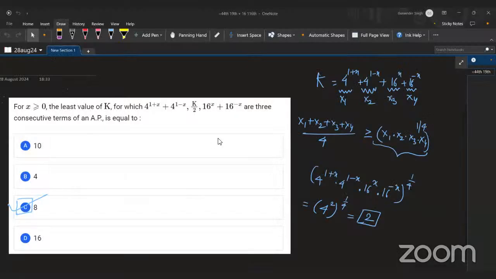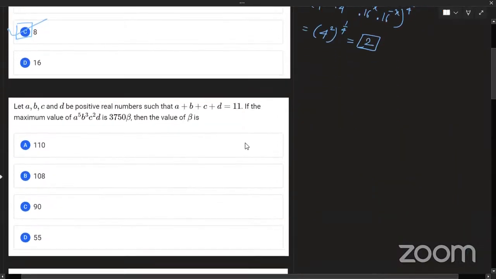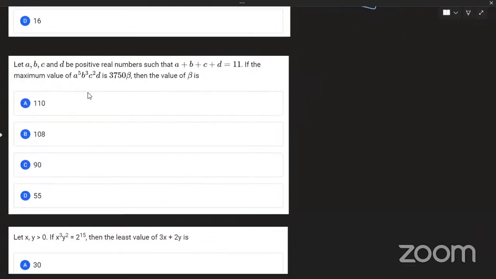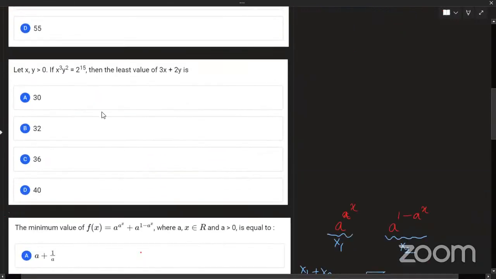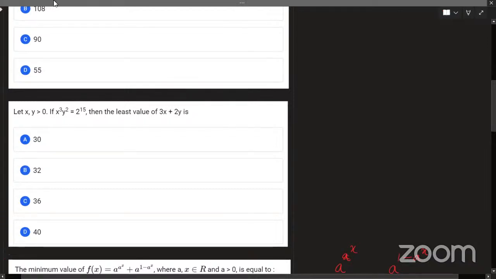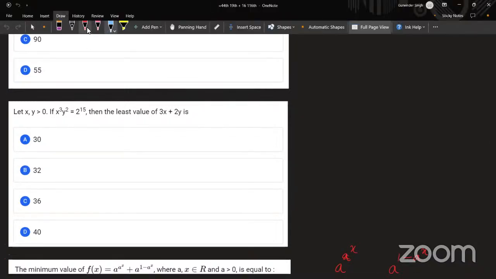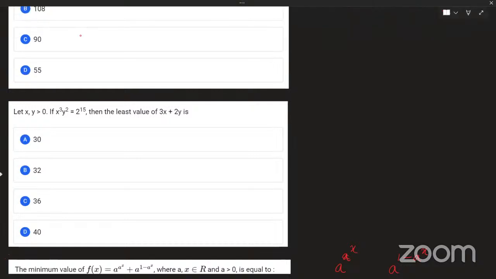Okay. So, this one is a really good question. I hope you are able to see the question. So let's do this first. This one is easy. See, x cube multiplied by y square is equal to 2 raised to 15, and it is asking me the least value of 3x plus 2y. So tell me, what should I do so that I get 3x and 2y, and on the right hand side, I'm getting x cube and y square?